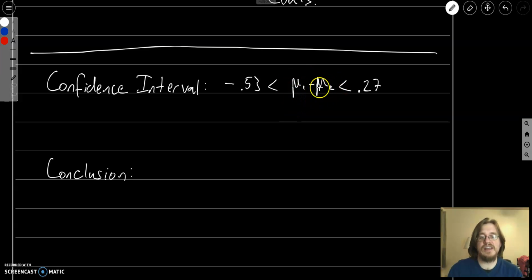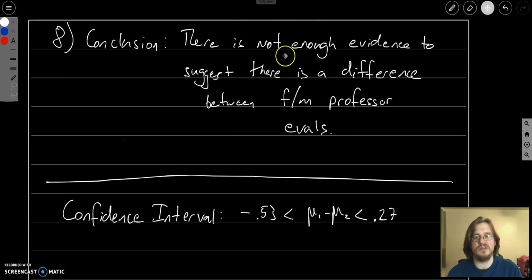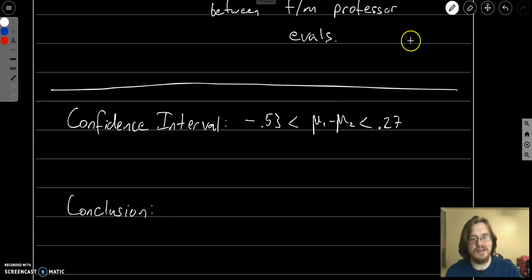So our conclusion would be that it could be the case that mu1 is equal to mu2, as in it could be the case that the two population means, the average scores on the professor evaluations, are the same, which is exactly this conclusion. There isn't enough evidence to suggest that there's a difference between them. We are 95% confident that 0 could be the difference between the two means. So our conclusion is in fact the same.